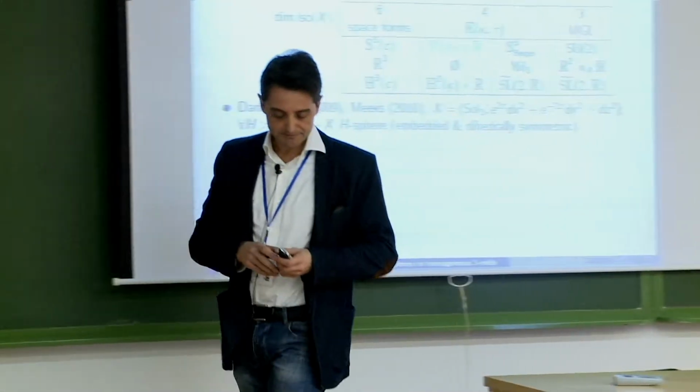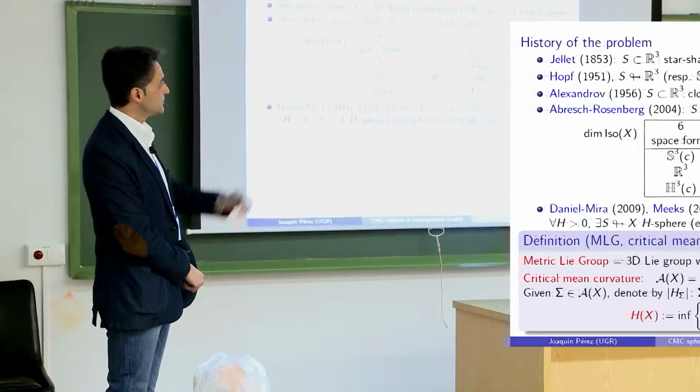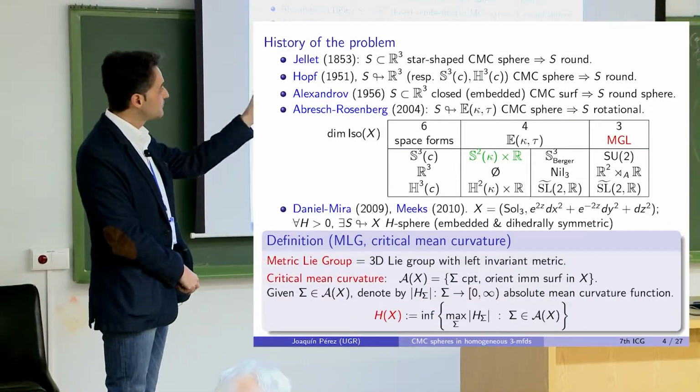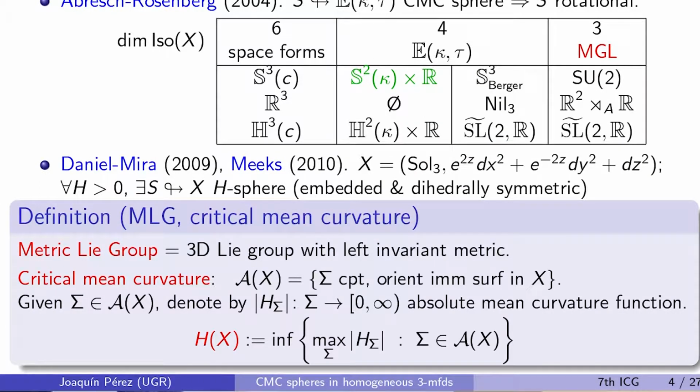So this is the framework, and what we're going to do is to try to explain a little bit how you can prove this theorem in the third column, because in the other two the theorem is known, okay? There you see MLG. MLG means metric Lie group. A metric Lie group is a three-dimensional Lie group endowed with a left invariant metric, which is the framework I'm going to work with. And I promised some minutes ago to define the critical mean curvature of the ambient space. Here you have the definition, okay?